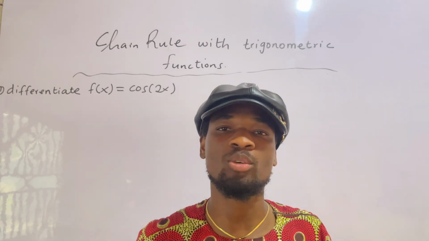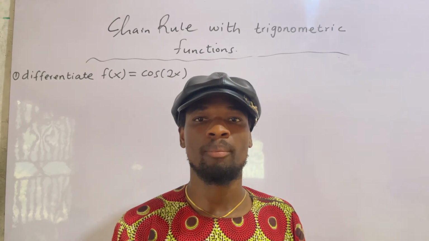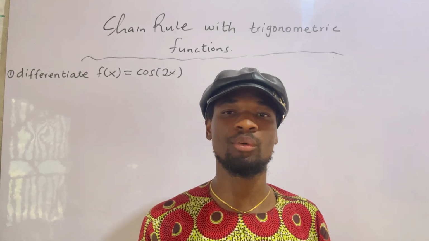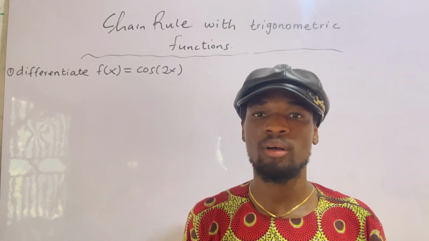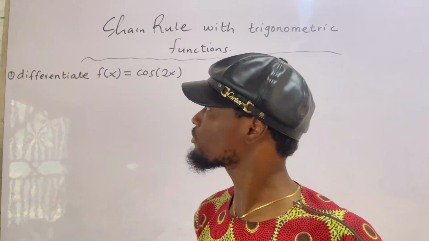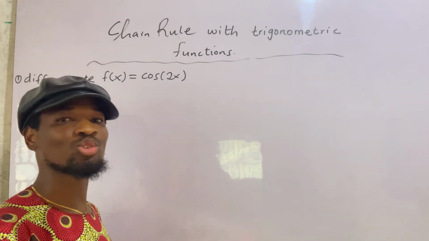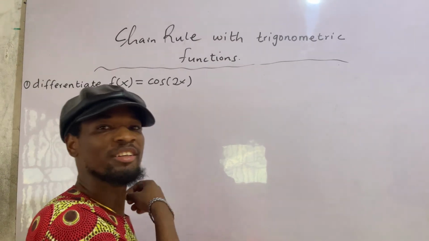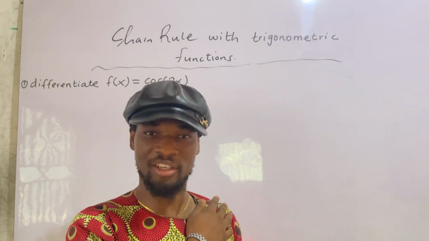Okay, viewers, let us consider the chain rule. But this time around, we are going to apply the chain rule to some basic trigonometry functions or derivatives. Okay, so we have: differentiate f of x is equal to cos 2x. These things have been explained on my YouTube channel.